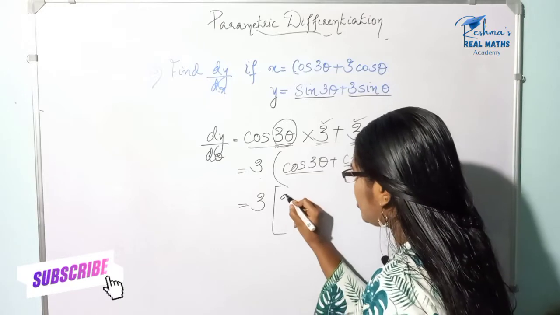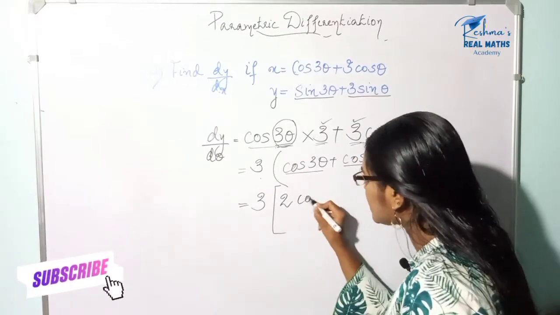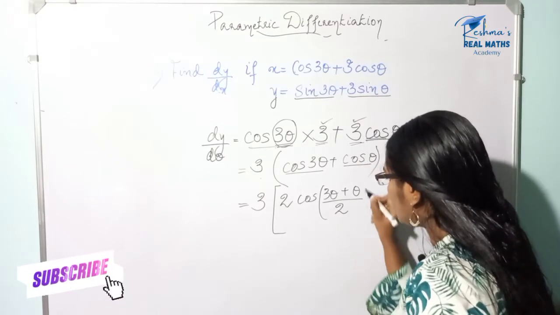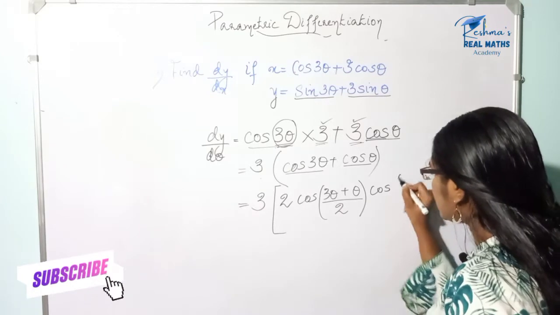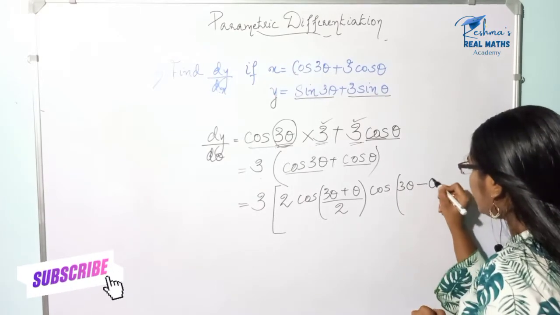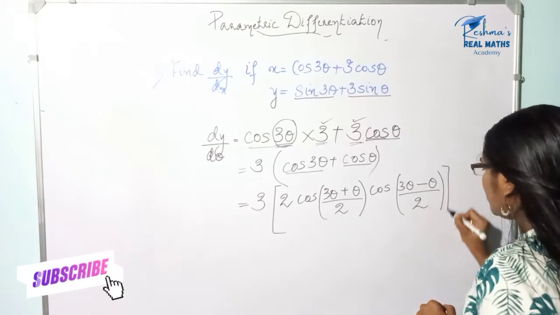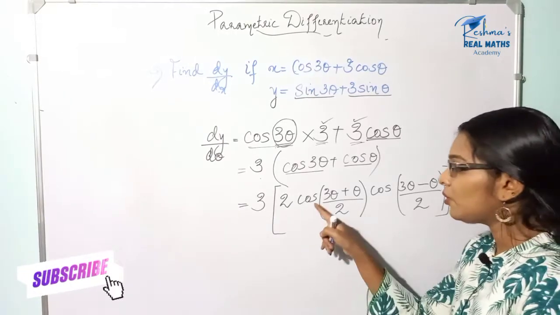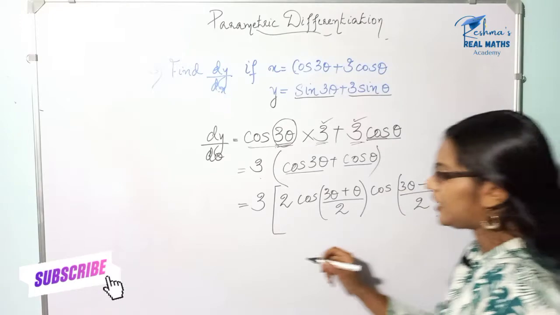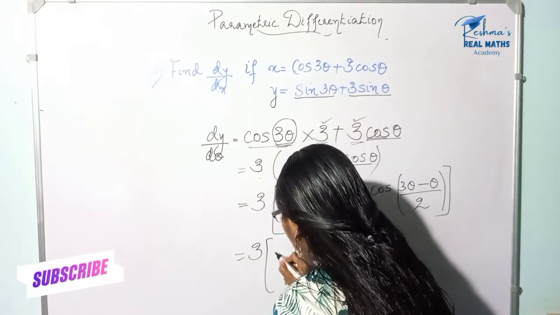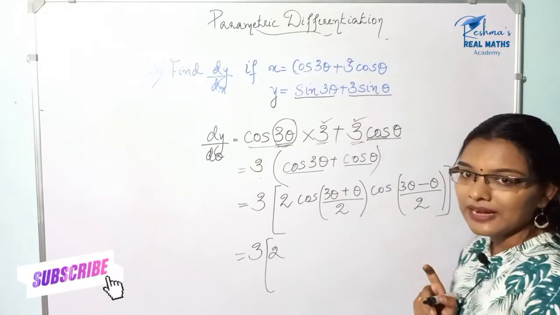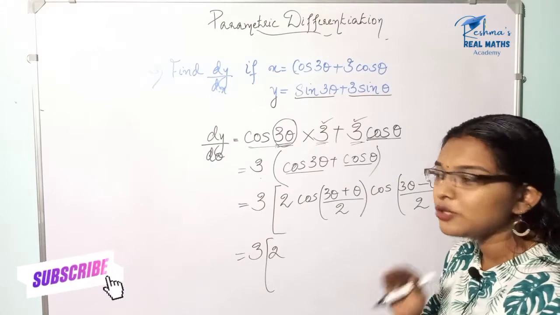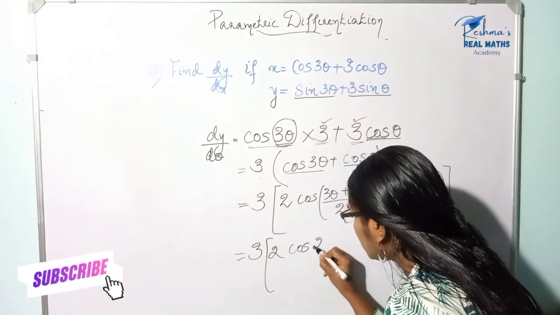And here we have 2, isn't it? Cos (A plus B)/2 and cos (A minus B)/2, isn't it? Here 3 theta is in the place of A and theta is in the place of B. So 2 cos (A plus B)/2 cos (A minus B)/2. What do we get on solving? 2 cos (3 theta plus theta)/2. What does it become? 4 theta. When you divide 4 theta by 2, what is 4 by 2? 2. So here we have cos 2 theta.